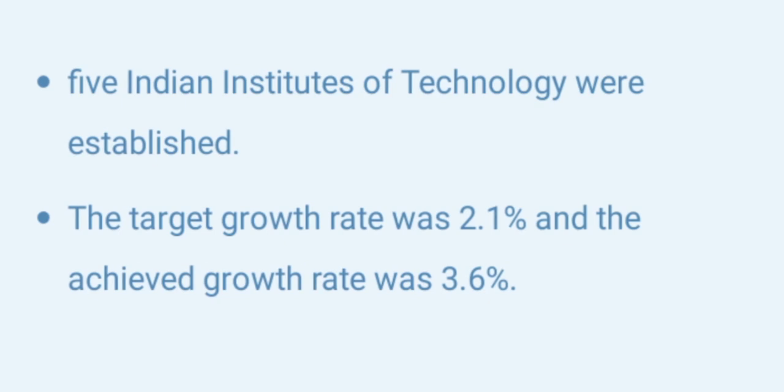5 Indian Institutes of Technology were established. The target growth rate was 2.1 and the achieved growth rate was 3.6.